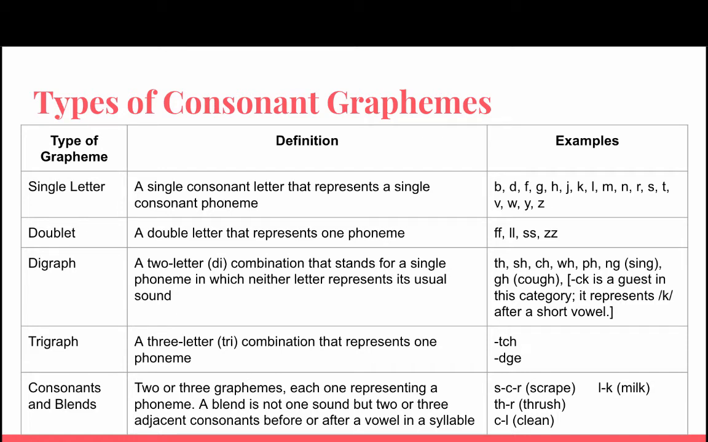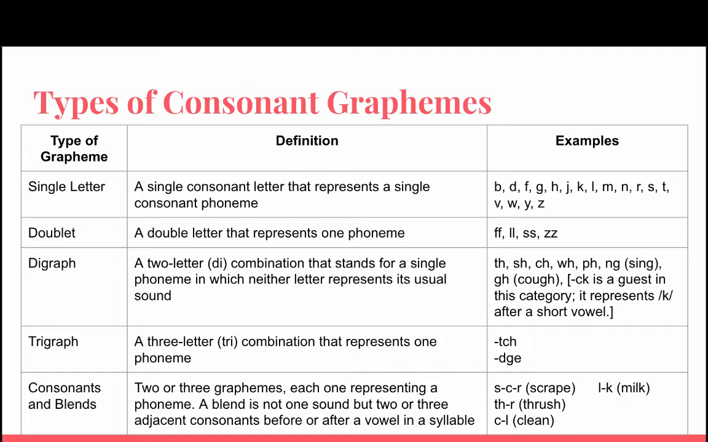Here are some terms for the various graphemes that represent sounds. We have 44 phonemes in English, but only 26 letters, so we use combinations of letters to represent some sounds. We have the single letter. A single letter consonant represents a single consonant phoneme. For example, B represents b. D represents d.